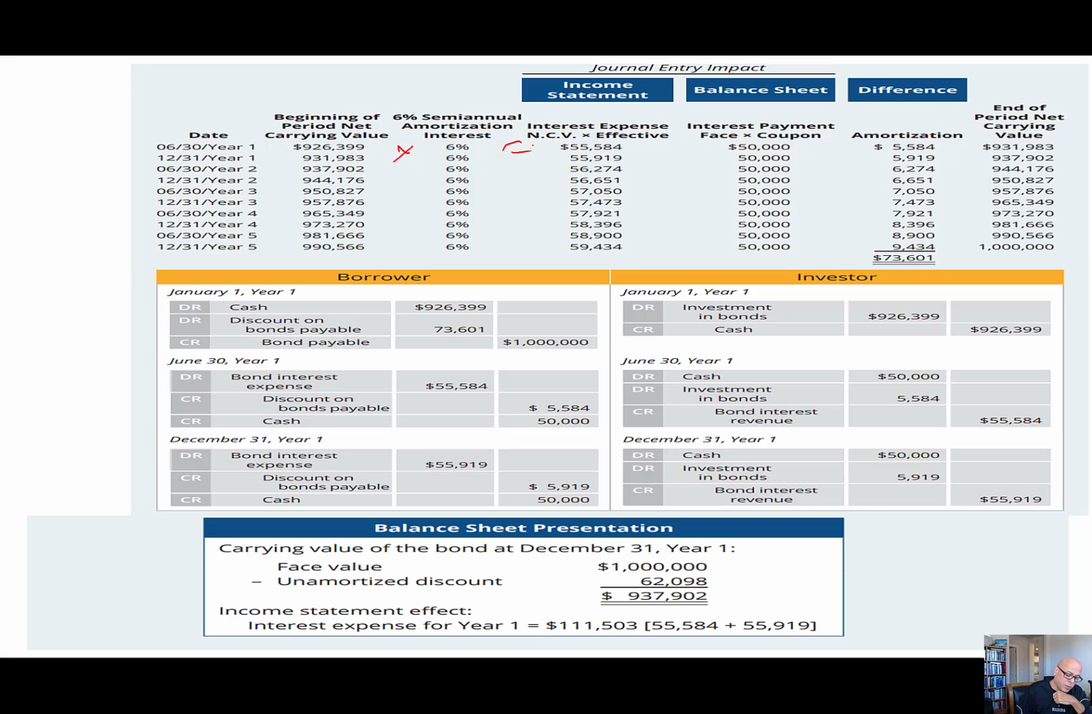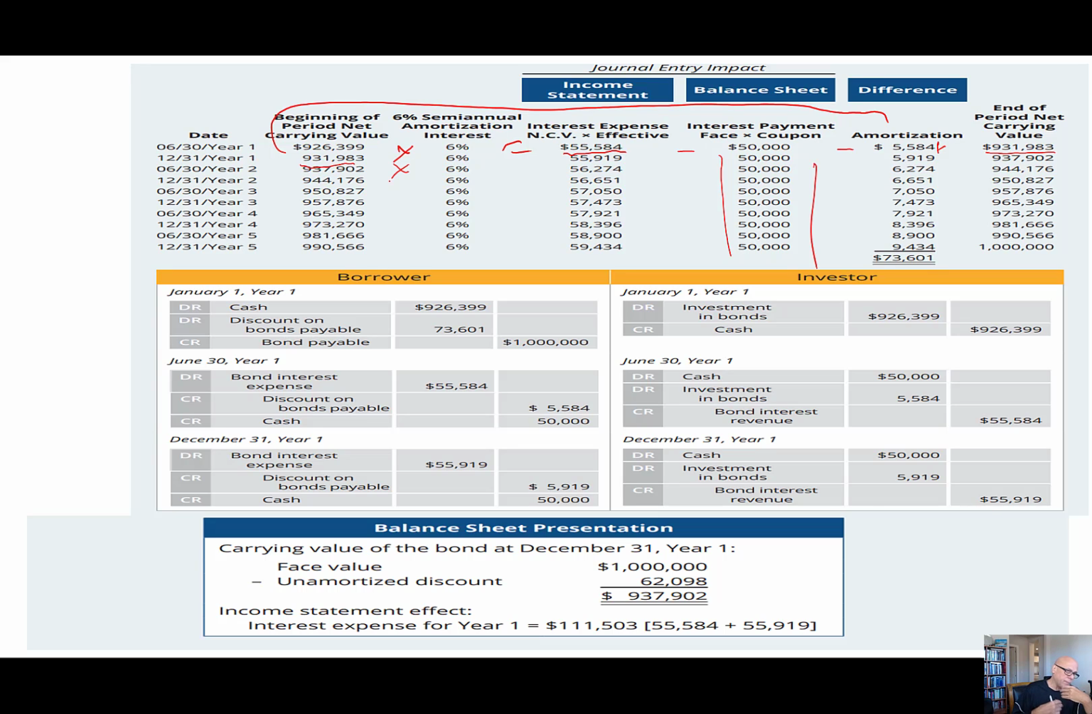We multiply that, gives me the interest expense, right? Compare that to my buddy $50,000, which will not change. The difference is now my discount amortization. Discount amortization does what? It gets added to the previous carrying value. So 926, the initial carrying value, plus my discount amortization, gets added to the carrying amount, gives me the new carrying amount times 6%, and so on, guys.